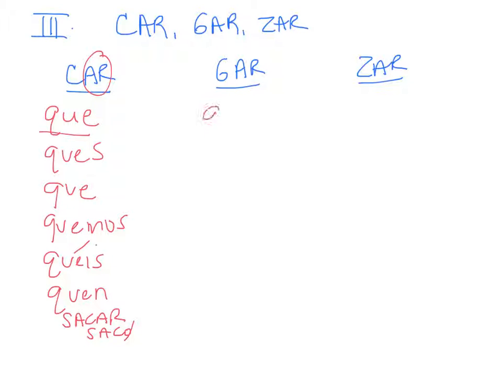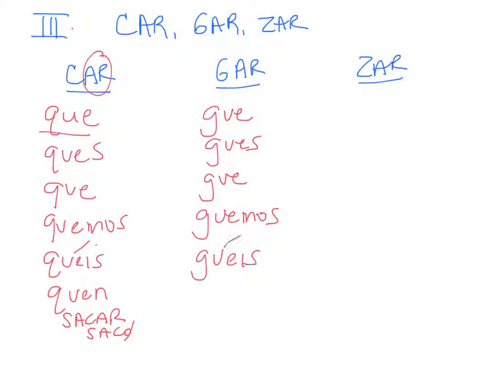Gar verbs. Gue, gues, gue. No accent mark there, because if we had it, it would be the preterite. We don't want that. Guemos, guéis, and guen. An example would be pagar.